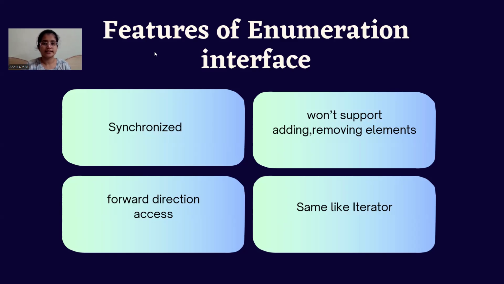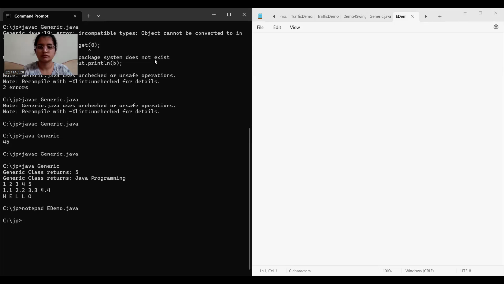So now let's implement the Enumeration interface. Let us try to implement some demo on the Enumeration interface. So now let's import java.util.*. Util stands for utility. Now let's write our class.